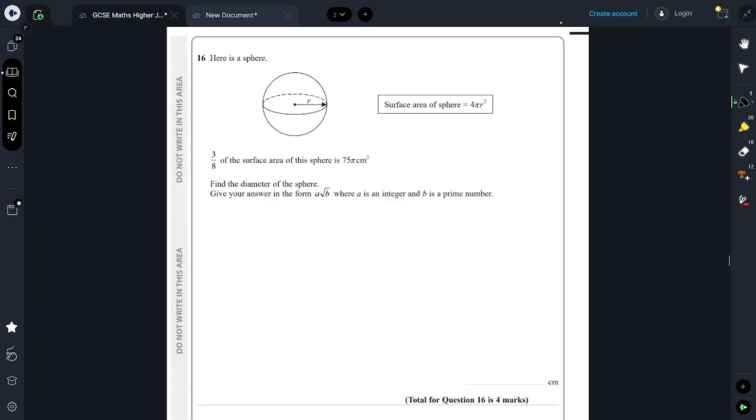Boy oh boy. Okay, so it says here's a sphere. 3/8 of the surface area is 75 pi. Find the diameter. Oh, well, this is great news because we're given the formula of surface area. So this should be light work here, no? Surface area is 4 pi r squared. That's all of it, right? That's 100% of it. That's 8 out of 8, right?